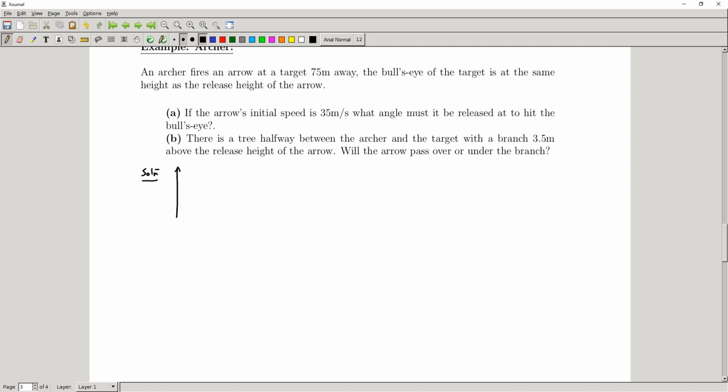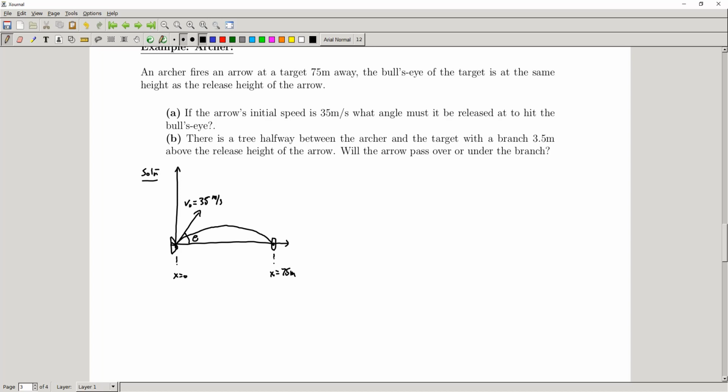start off with our coordinate system again. We have our arrow being launched from the origin, let's say, and it lands somewhere out here. We can imagine that this is the target, with a bullseye, and this is where the archer fired the arrow. Okay, my drawing's not great, but you can imagine. And so we're going to have some initial launch angle, we'll call that theta, and we're going to have some initial velocity with a magnitude of, in part A, 35 meters per second. And this is x equals 75 meters. Obviously, this is x equals 0.